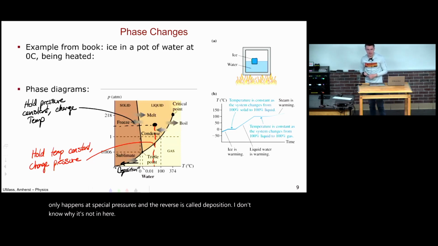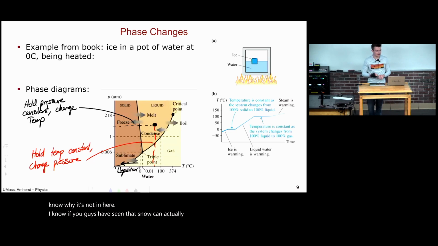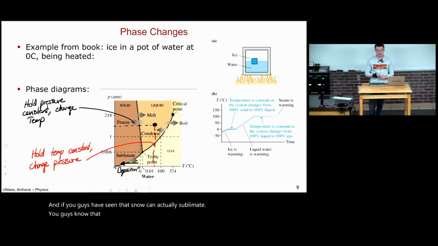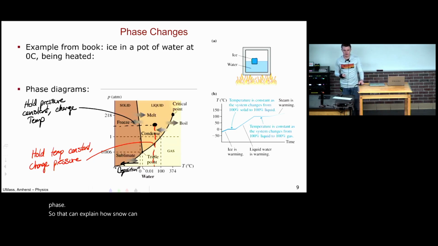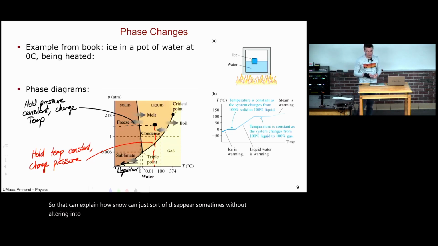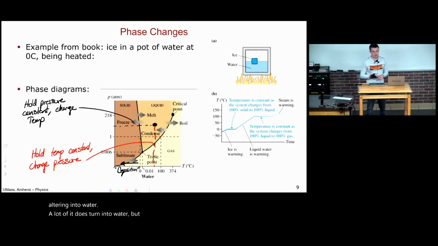I don't know if you guys have seen that snow can actually sublimate. Do you guys know that? Sometimes snow doesn't melt, it goes straight to the gas phase. So that can explain how snow can just sort of disappear sometimes without all turning into water. A lot of it does turn into water, but at certain pressures it will sublimate.